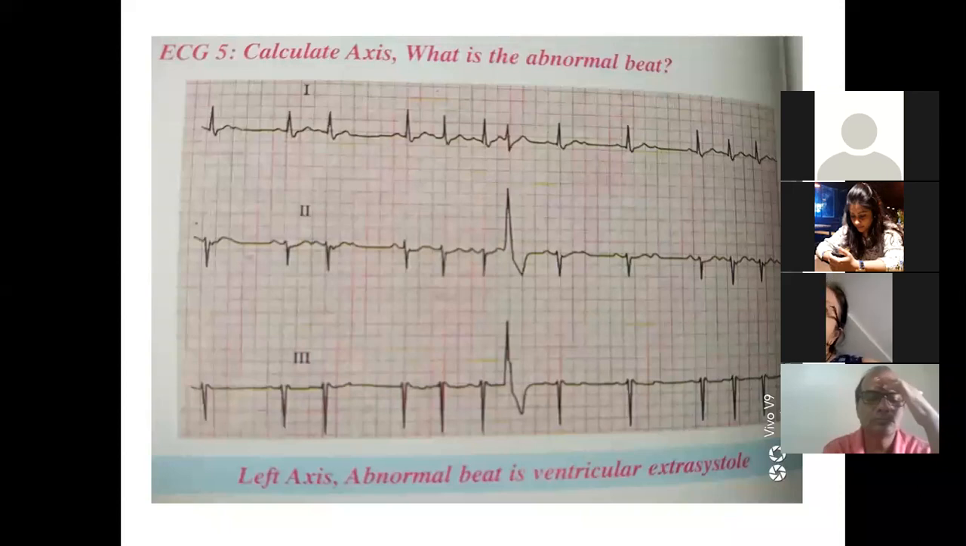What is the difference between a ventricular ectopic and an atrial ectopic? How do you know it is a ventricular ectopic? Anyone? If it is ventricular, in the QRS complex the R wave amplitude will definitely be high. Correct, tall R waves. If the P wave amplitude is high, then it is an atrial ectopic. And what other important thing is there? Inverted T wave with absent P wave.